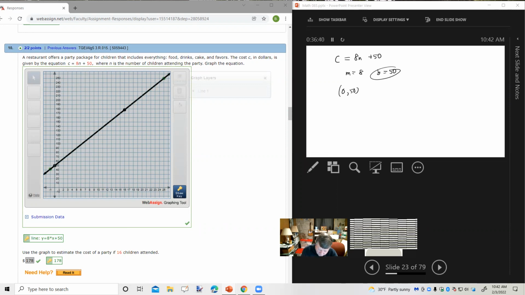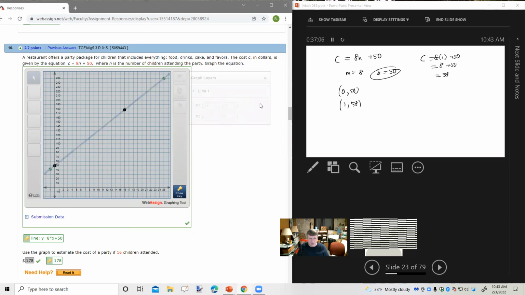Let's see. What if we let n equal 1? So then we'd have 58. So 1, 58 would be a second pair. So we could click on 158. Now, my guess is that when we tried to do that, it wouldn't show up where we want.